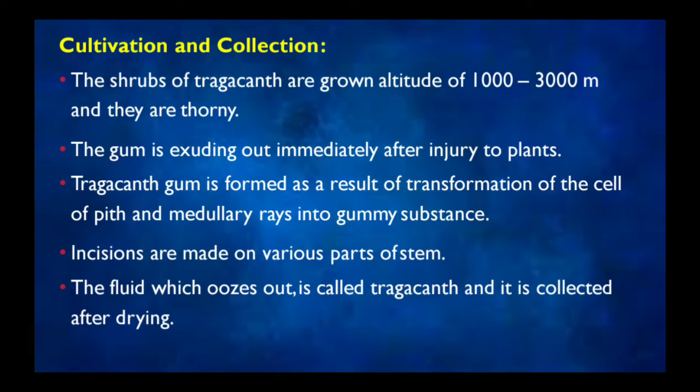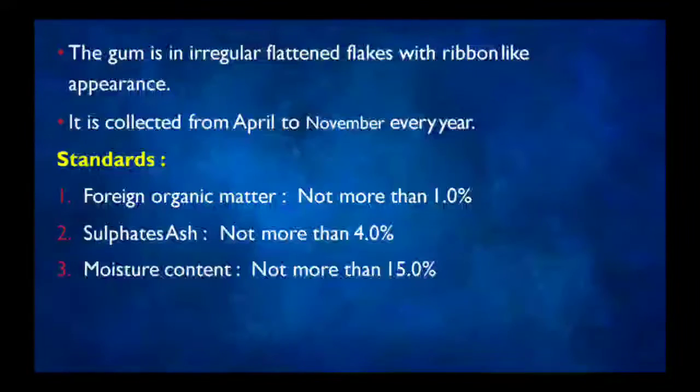Tragacanth gum is formed as a result of transformation of the cells of pith and medullary rays into a gummy substance. The incisions are made on various parts of the stem. The fluid which oozes out is called tragacanth and it is collected after drying. Gum is usually irregular flattened flakes with ribbon-like appearance. It is collected in the month of April up to November every year.